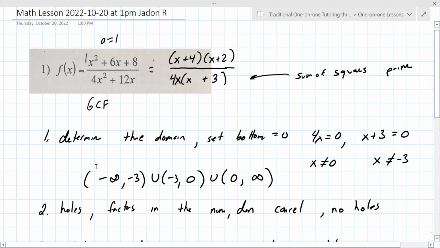Okay. So really, really important that you factor and factor correctly. All right. Thankfully, there are no holes because with these terms, there's no cancellations. There's no place where x plus 4, x plus 2, x plus 3 are in the top and the bottom. So you don't have any holes in this problem.